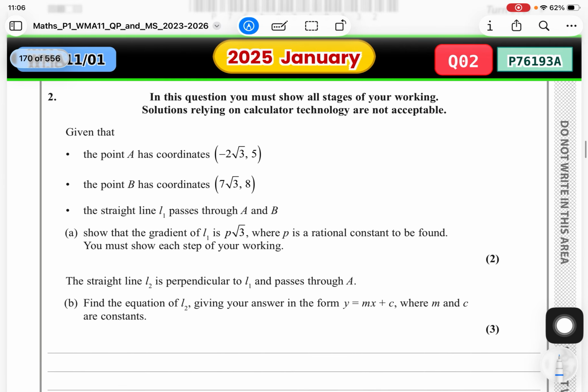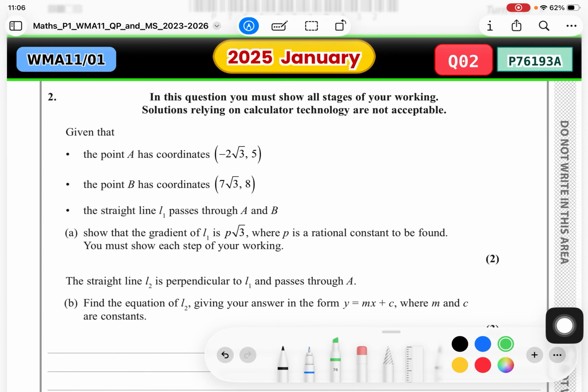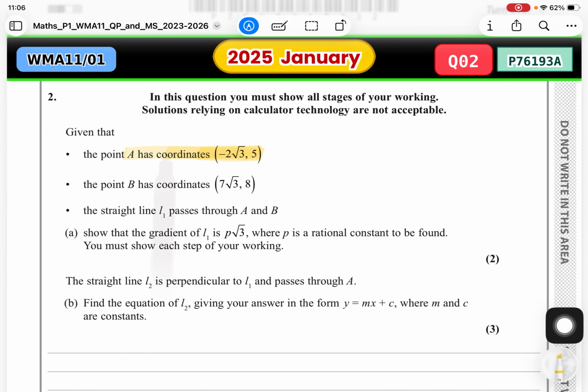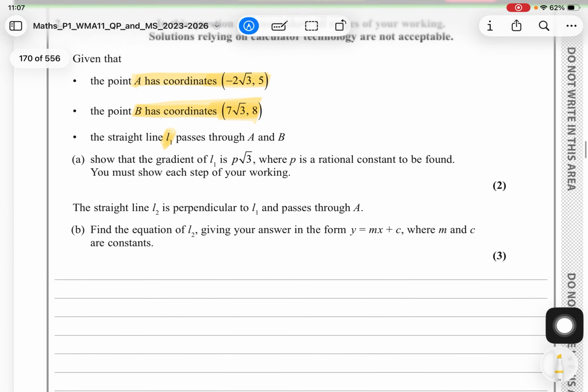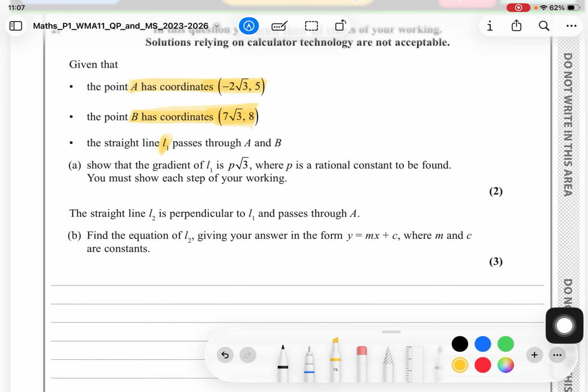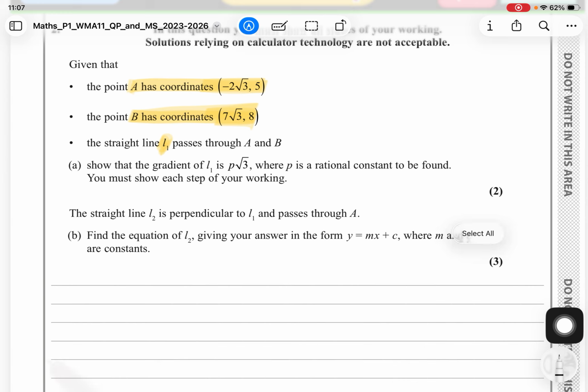So this is 2025 Biomathematics 1 question number 2. They are given the point A with a coordinate, and the B coordinate is given. The line L1 passes through both A and B. Show that the gradient of L1 is this. So they're asking for the gradient, which is quite straightforward when the two points are given.